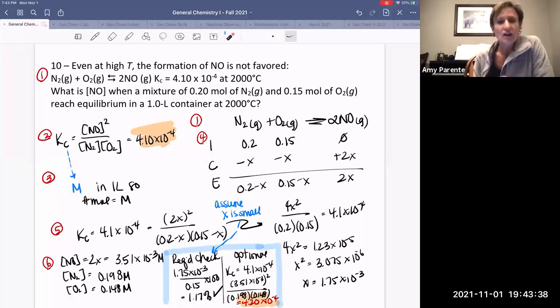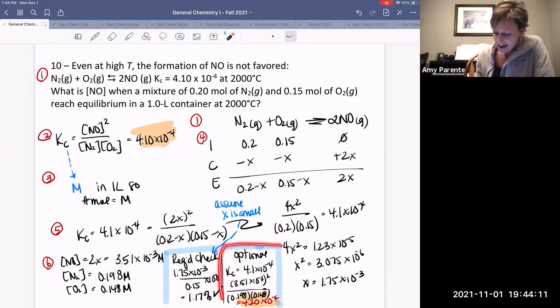There are 2 options here. I always choose to put it over my smallest starting material because we made an assumption for both of these. We made an assumption that the X was small when subtracting it from 0.2 and that the X is small when subtracting it from 0.15. This is going to be the one that's potentially more problematic because it's a smaller starting pile. Okay, so that's why I use the 0.15 here, but we can see that we are less than 5%. So we're okay with that.